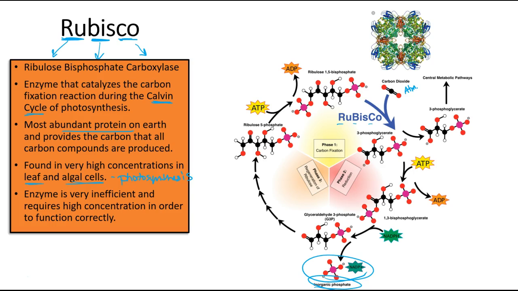This is where the enzyme is required in order to function correctly. The enzyme is very inefficient, however, and requires high concentrations in order to function correctly. The leaf tissue has to maintain very high concentrations of this Rubisco, or ribulose bisphosphate carboxylase, in order to function correctly, and in order to keep up with the glucose demands placed on that particular cell.